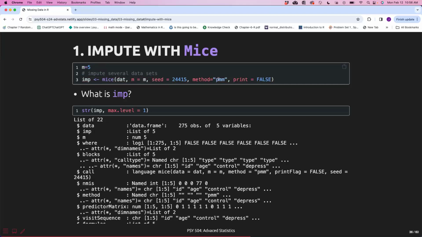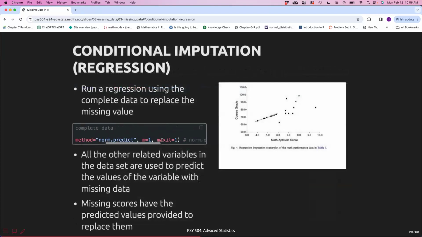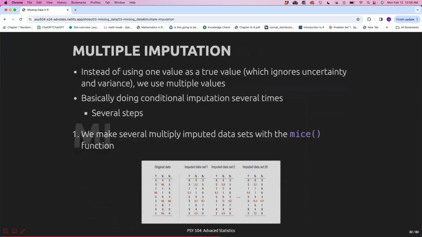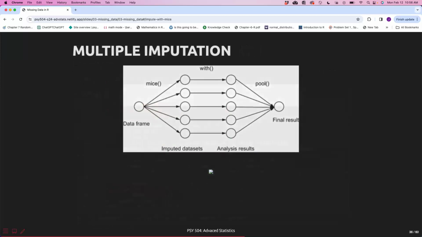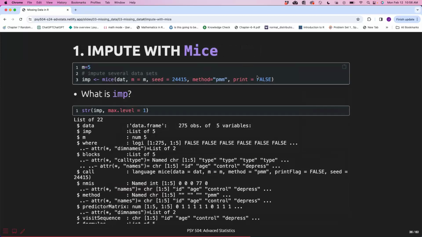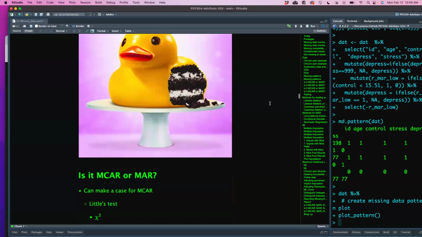So in order for it to be reproducible, we should set a seed, and you can set whatever seed number you'd like. We're going to use this method called PMM, which is predictive mean matching, and I'll explain what that is in a bit. And then print equals false is just not outputting any of the results. And then there's also that maxit argument that I had here. This is just the number of iterations for the imputations, so basically it's for it to converge. It's doing this random selection, so you can set the number of iterations you'd like. I usually just leave that blank or use the default. So let's go back to R and run it.